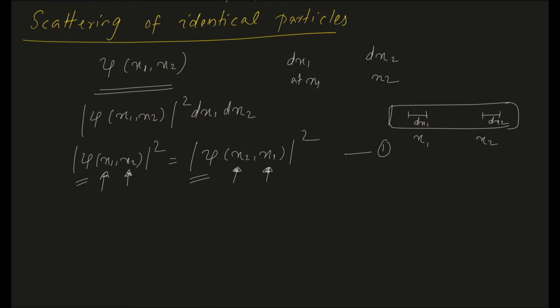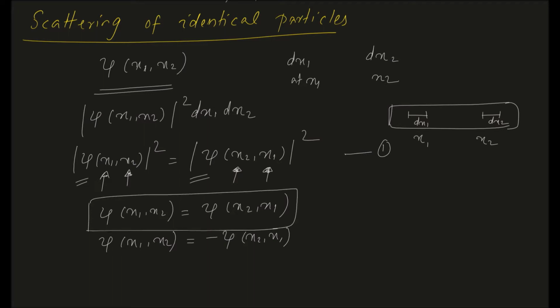Now from this we can infer that there are two possible wave function symmetries. Since the squares are equal, you can write psi of x1 comma x2 is equal to psi of x2 comma x1. This is one possibility, because if you square these you get the same thing on both sides. Another possibility is that psi of x1 comma x2 is the negative of psi of x2 comma x1. This will also give the same result when you take the modulus square. So these are the two possibilities for the wave functions. For particles satisfying psi of x1 x2 equal to psi of x2 x1, even if you interchange the position of the particles there is no change in the sign of the wave function, and such wave functions are called symmetric wave functions.